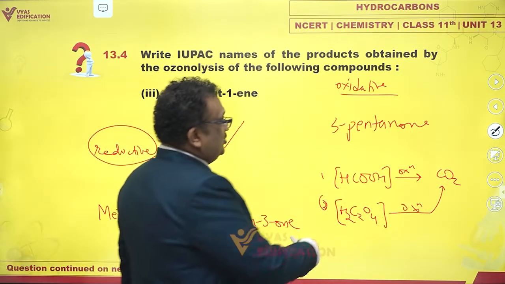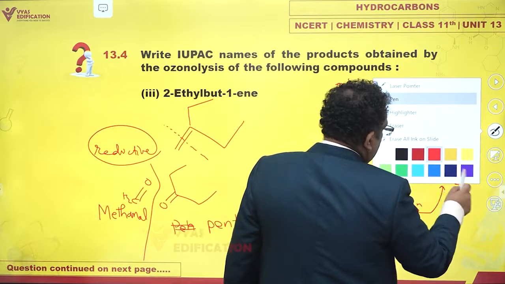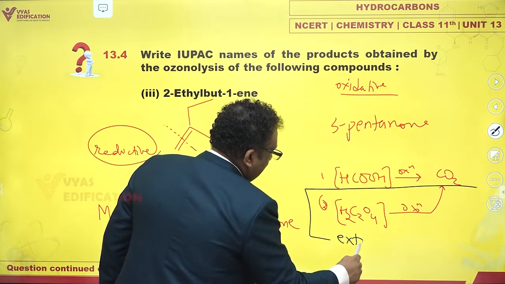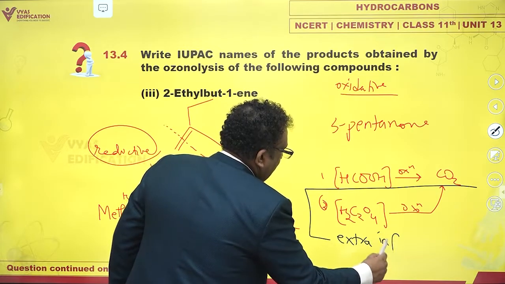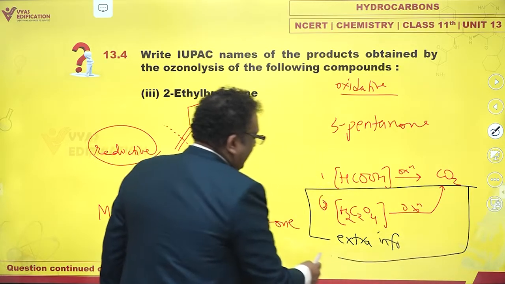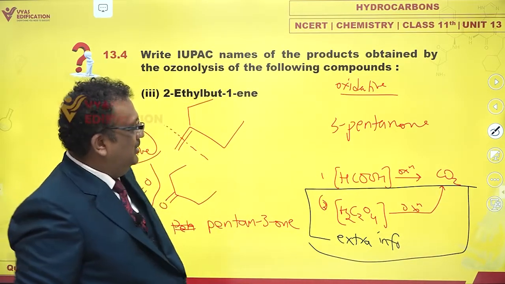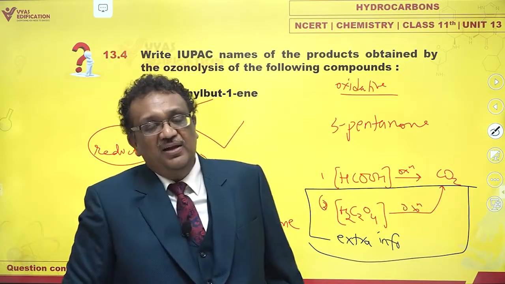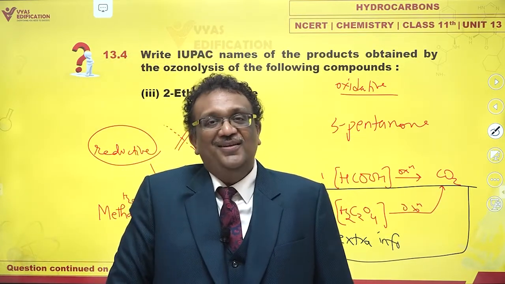Now you may say that there is no oxalic acid here. I know there is no oxalic acid here, of course. This is extra information. It is not relevant in this question, but it may come in handy in some other question. So in this case, you get 3-pentanone and CO2, and that very well is an exhaustive answer for this question.